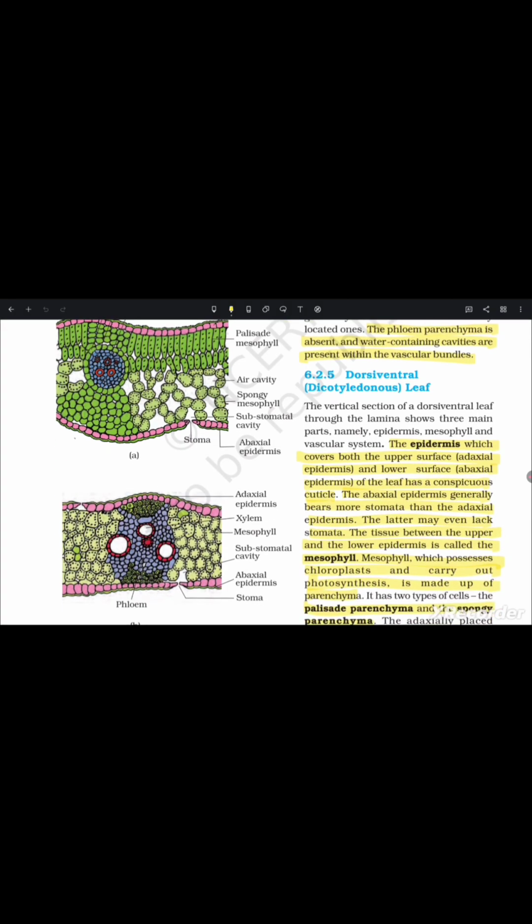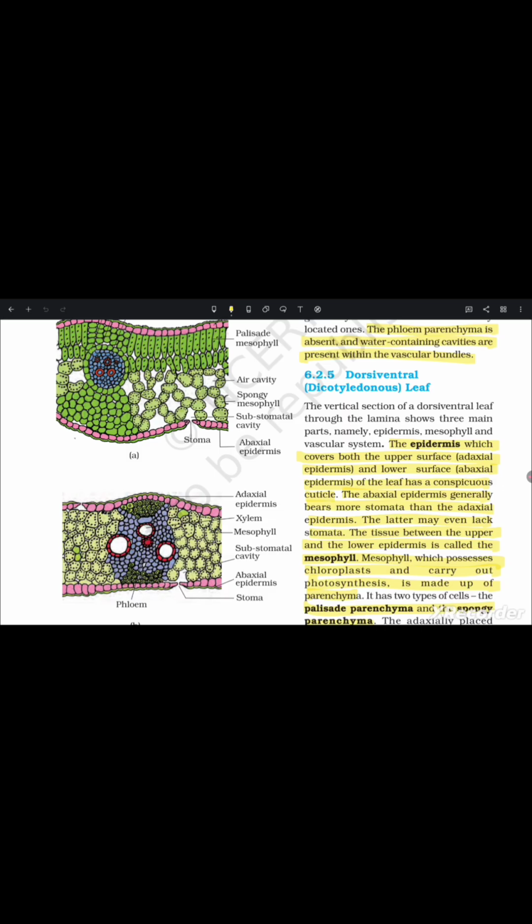Dorsiventral dicotyledonous leaf. The vertical section of a dorsiventral leaf through the lamina shows three main parts, namely epidermis, mesophyll, and vascular system. The epidermis, which covers both the upper surface, adaxial epidermis, and the lower surface, abaxial epidermis of the leaf, has a conspicuous cuticle. The abaxial epidermis generally bears more stomata than the adaxial epidermis. The latter may even lack stomata.